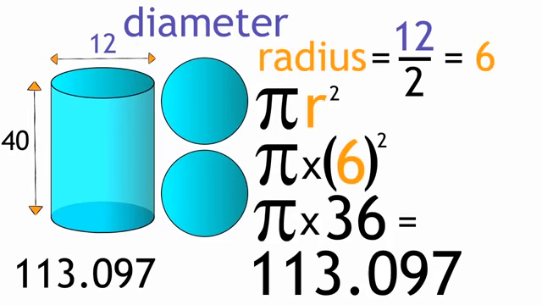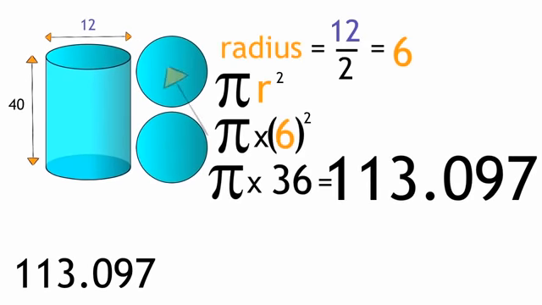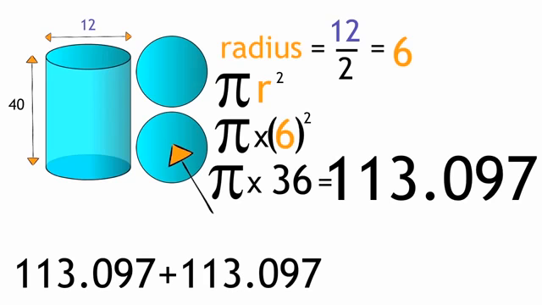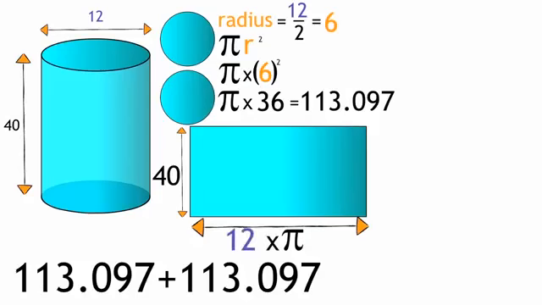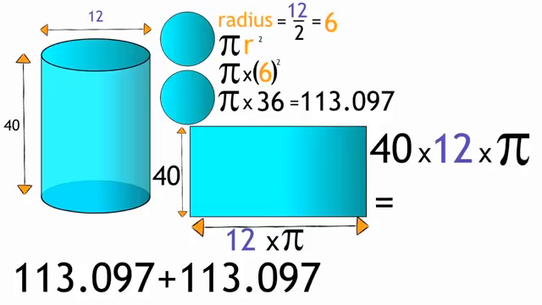And then there's two of those, because that's here and here from the top and the bottom. So I want two of those. So at the bottom we've got 113.097. And then I need the rectangle bit. So the height's the same, so that's 40. And remember this length here is pi d, so that's 12 times pi. And type that into my calculator, 40 times 12 times pi. We get 1507.96, and that's going to get added on there.